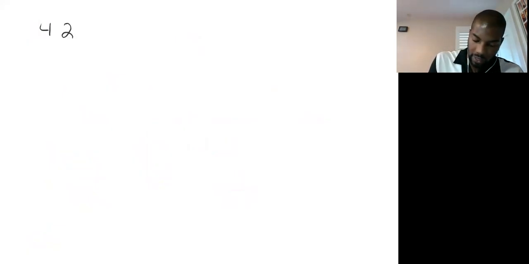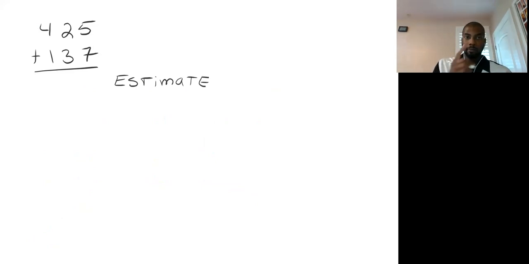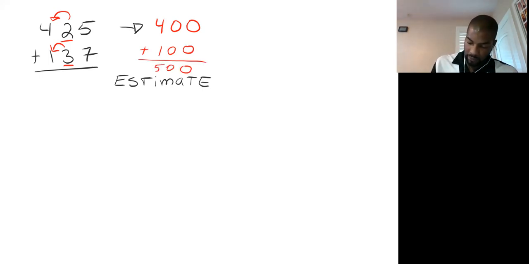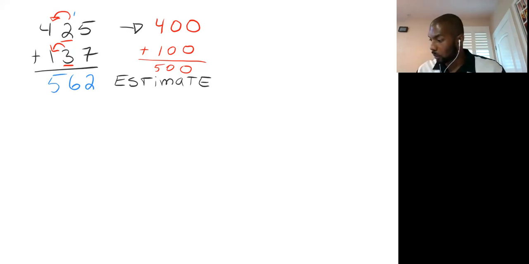Let's try another one. If I gave you the numbers 425, and I wanted you to add 137 to it, and I told you to estimate the answer, here's how I would do it. I would realize that 425 is actually closer to 400 because the 2 brings the 4 down. So it becomes 400. The 2 is not higher than a 5. It's always the number right next to the largest number. And then the 3 brings my 1 down to 100 again. So now all I do is 400 plus 100, and that's 500. If I did the actual math, it would be 562. Yeah, that's about 500. Okay.